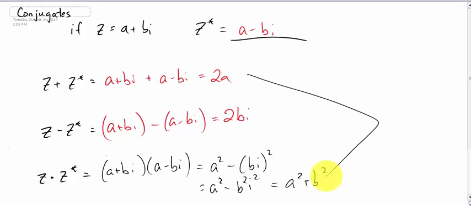Notice in these two here, the imaginary part goes away. In the middle one, the real part went away. And we're going to use this conjugate idea to help us with dividing by complex numbers.